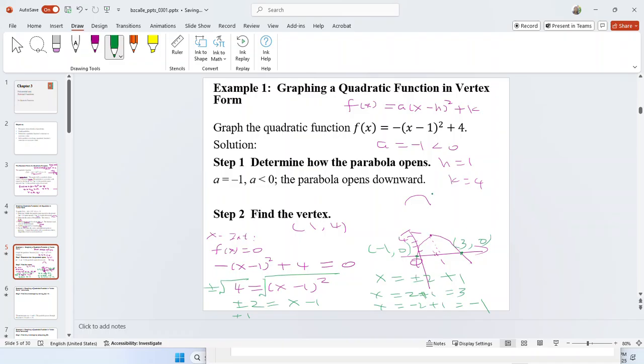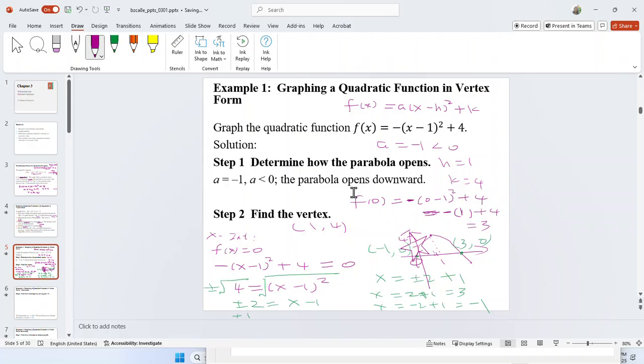And then if I want to find my y-intercept, where is my y-intercept here? My y-intercept here, x will be 0. So plug in negative (0 minus 1) squared plus 4, okay? The negative is outside, so you have to keep a negative. -1 squared will be +1, and then plus 4. So -1 plus 4 will be 3. So your y-intercept here will be 3.